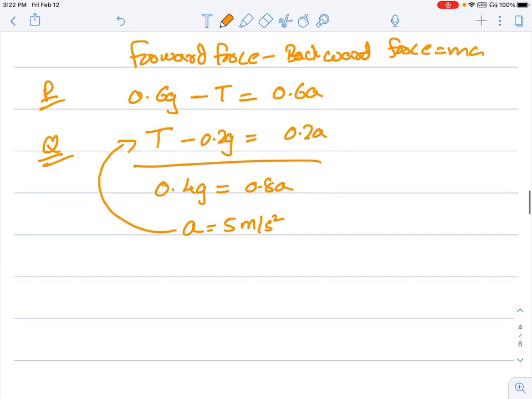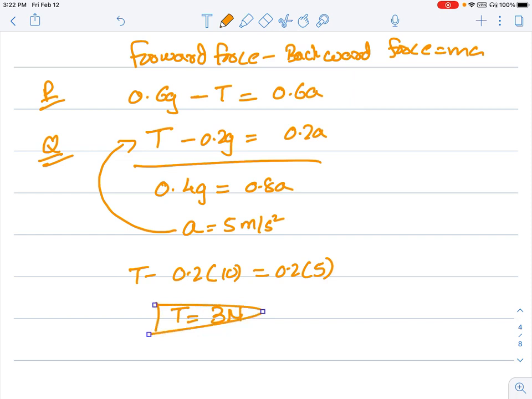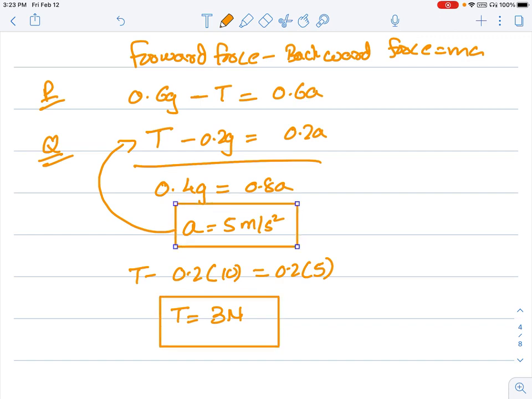Substitute that a in this one. Tension minus 0.2 g, which is 10, is equal to 0.2 times 5. So tension is equal to 3 newtons. So I got tension. Tension has been got, acceleration also has been got. Okay, so that's the first part.